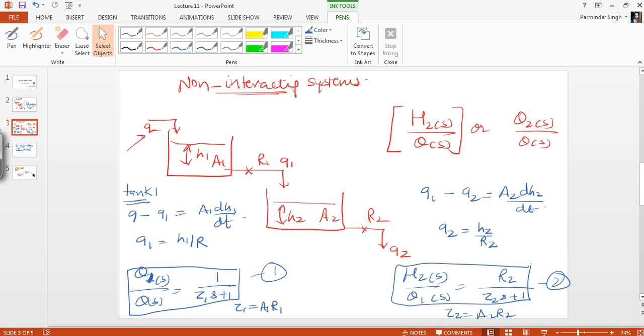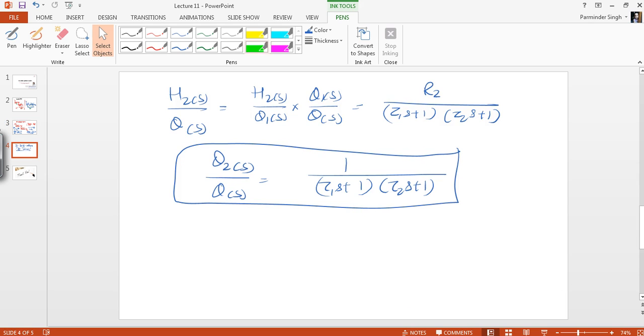Now suppose there is a third tank over here. We can write the transfer function for the third tank. We know it will again be of first order. So the overall transfer function will be the transfer function of the first tank times the second times the third tank. So this is how you get the transfer function for your non-interacting systems. Clear?